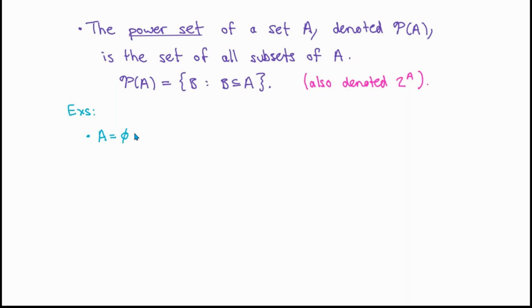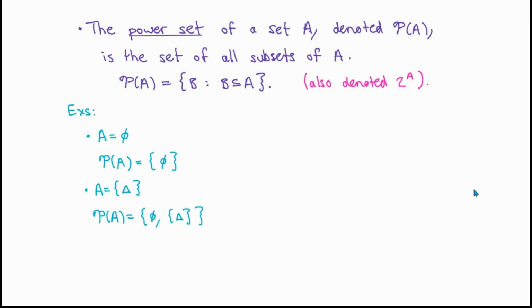Does the empty set have any subsets? Well, I hope that you answered yes, because of course any set has a subset. The empty set is always a subset of any set, and the set itself is also a subset of the set. Now in this case, the set itself is the empty set, and so the only subset of A is the empty set. That means that the power set of A is the set whose only element is the empty set.